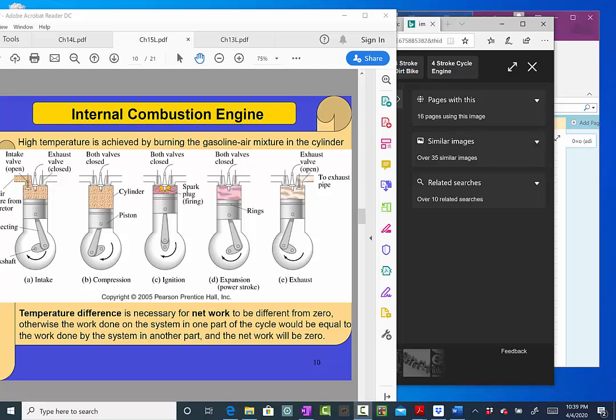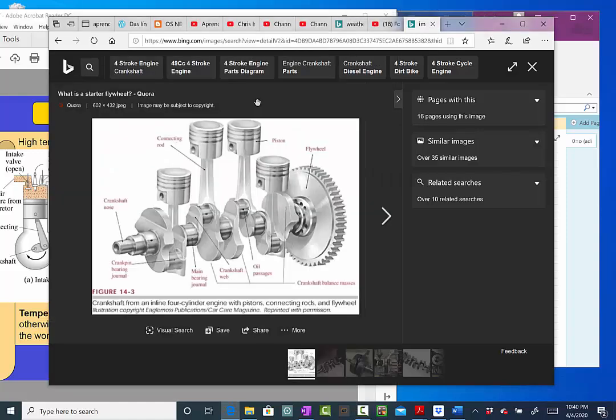Okay, so now we are going to talk about the combustion engine. We talked about the steam engine, now let's talk about the combustion engine. But before I explain all the steps, let me tell you a little bit about what you see in a car, in the engine of the car.